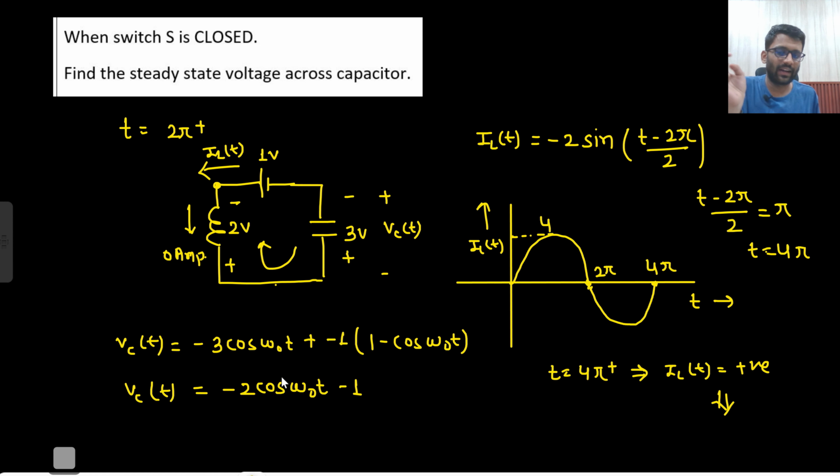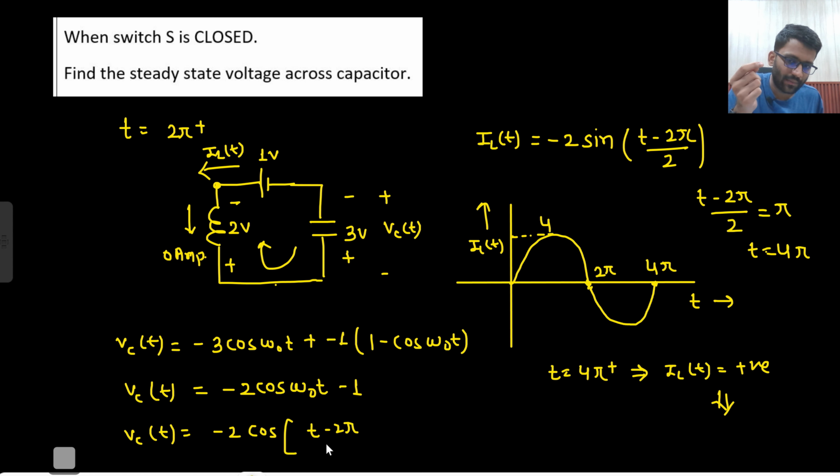But again, one error I did here. Again, I need to put t minus 2 pi. Okay. So what would be the actual equation? Minus 2 cos, omega naught is 1 by 2, so (t minus 2 pi) by 2, minus 1. Instead of t, I need to put t minus 2 pi, right? Because we are starting from t equals 2 pi plus. So t minus 2 pi I need to write. So at t equals to 4 pi, what are we getting?